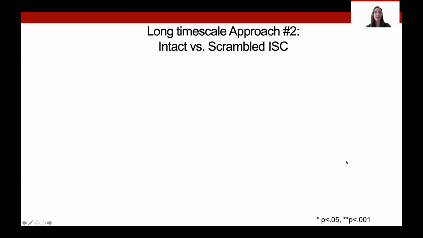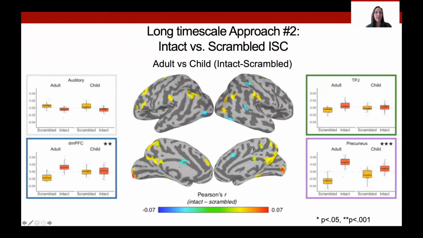A second method to examine long timescale processing is by comparing ISE in the intact compared to the scrambled episode and looking at age-related differences, comparing adults to children. In the middle is the whole brain analysis, and the graphs depict ISE extracted from the theory of mind regions of interest. In orange is the ISE from the intact episode. In yellow is the ISE from the scrambled episode. Adults are on the left side of the graph. Children are on the right side.